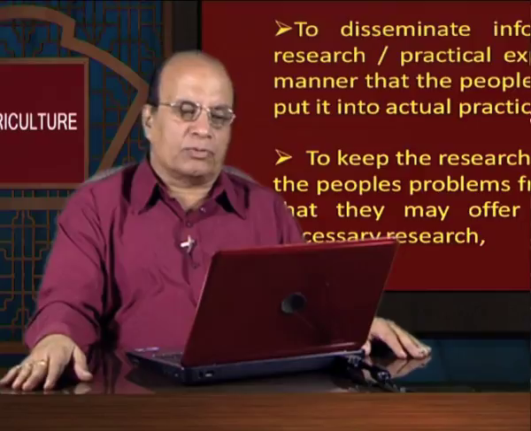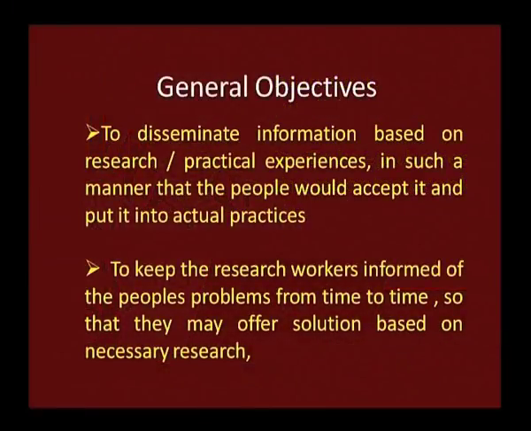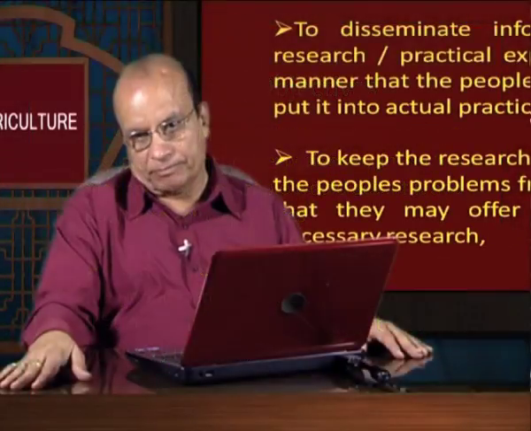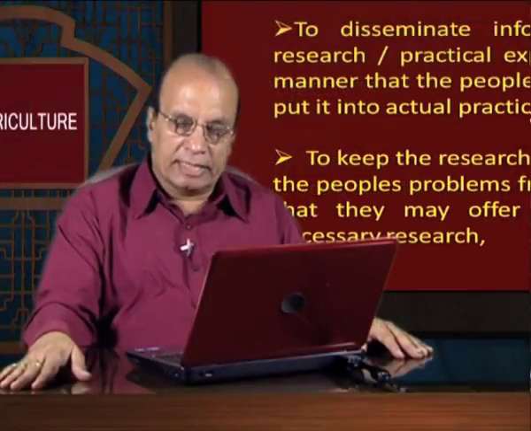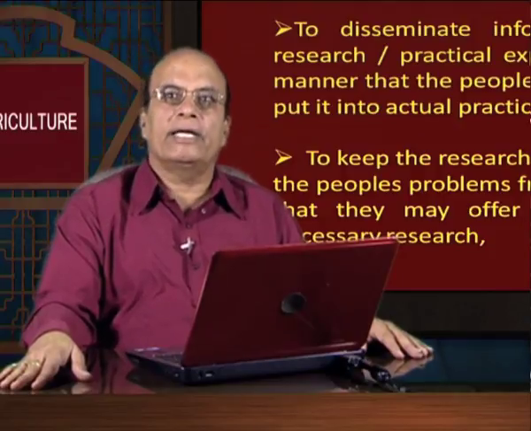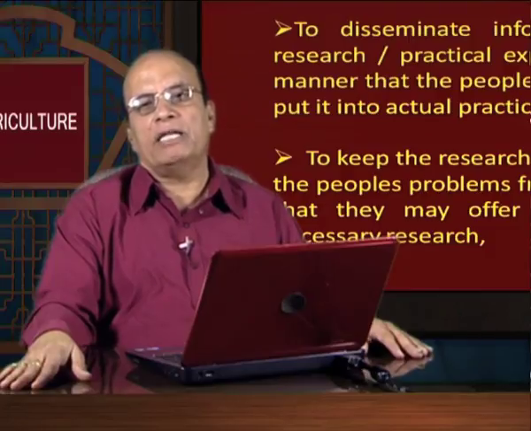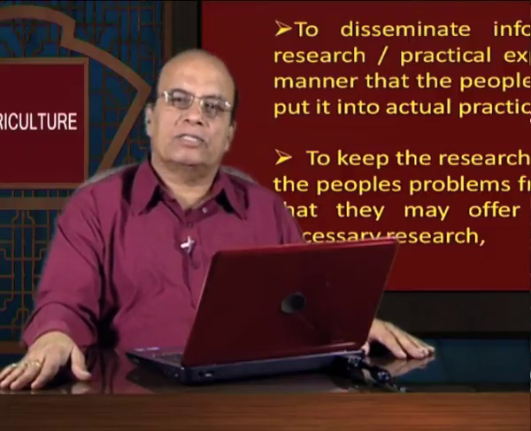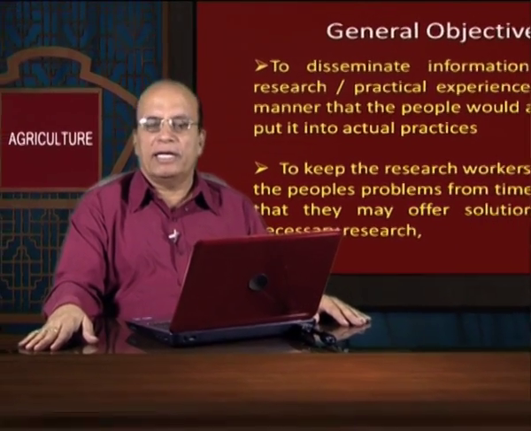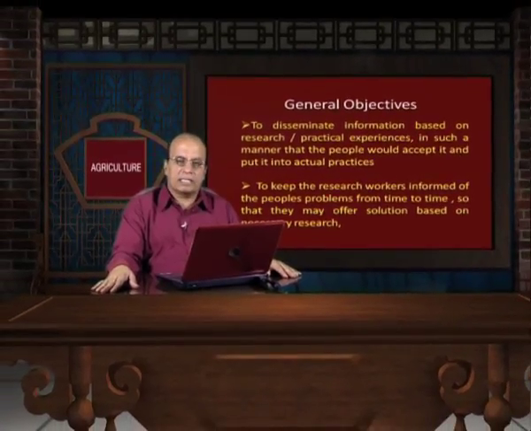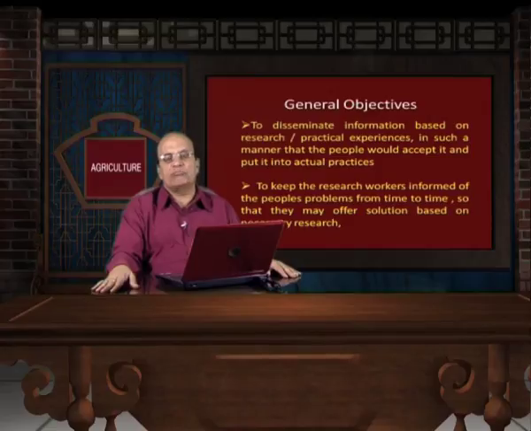There are certain general objectives: to disseminate information based on research and practical experiences in such a manner that people would accept it and put it into actual practice. There are research findings generated by the agriculture universities and research institutions. NGOs are also working, but all research remains at the research station unless extension education plays an important role in transferring the research findings from the research station to the grassroots functionaries by various means of extension education with the help of local leaders.